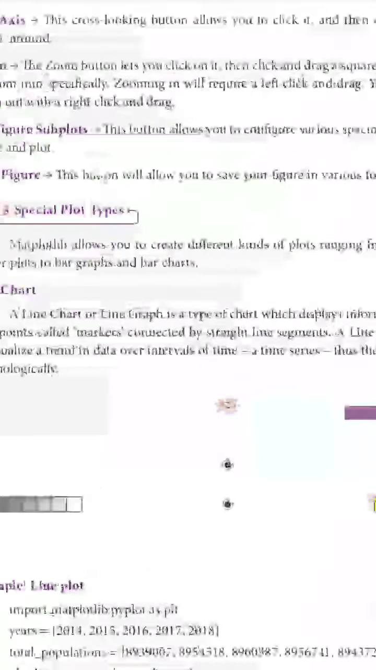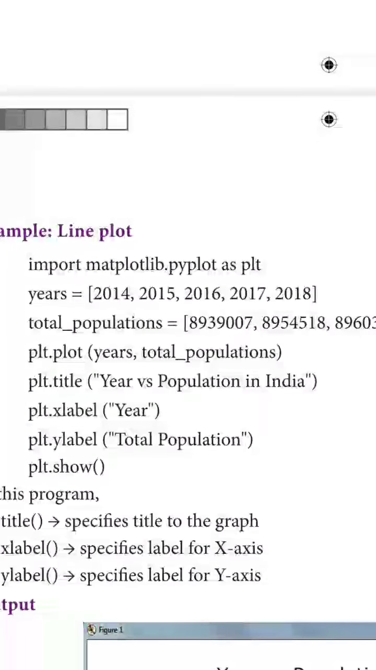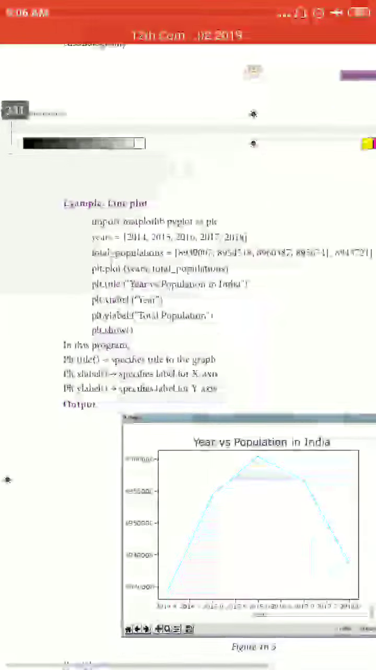Okay, so next is special plot types. Line chart: if you want to create a line chart, you will be using the given line chart example. You have to give the data with plt.plot, and you have to give the title, and then you have to select the data, okay, years and total population, so that it will create a plot for you just by using this data. Okay, so this is a line chart.